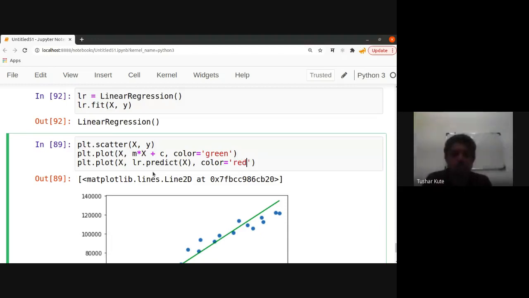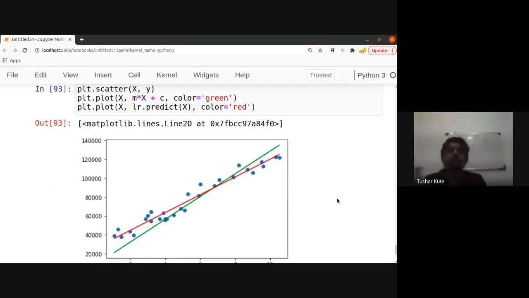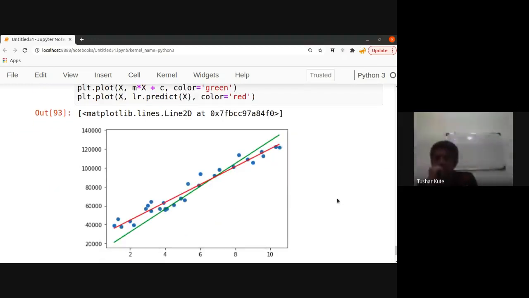Let's use the color red. Yeah, see the difference between both. Stochastic gradient descent, sorry, is the green line, and the red line is the linear regression line. Their deviations are different, that we can see. Each has its own idea.